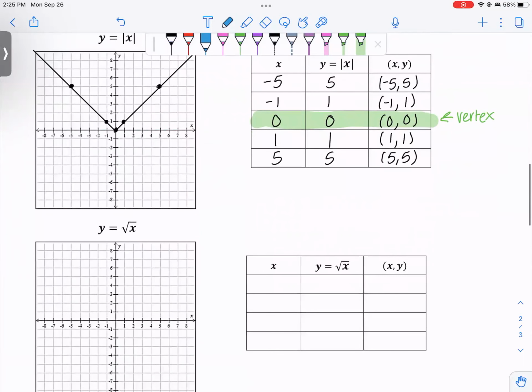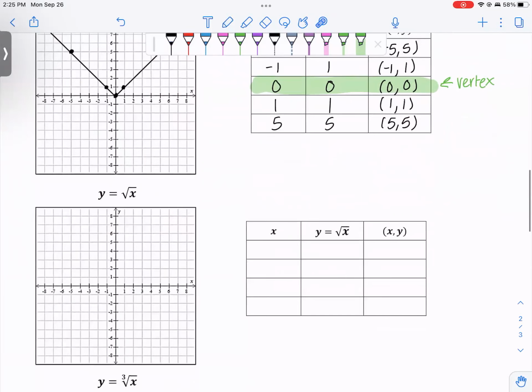For the square root function, we cannot choose any negative values. Negative values are not in the domain of this function. This is the first function that we've looked at so far in this base function list that has a restricted domain. The domain of a square root function is going to go in interval notation from 0 to infinity. So we cannot choose any x values that are less than 0.